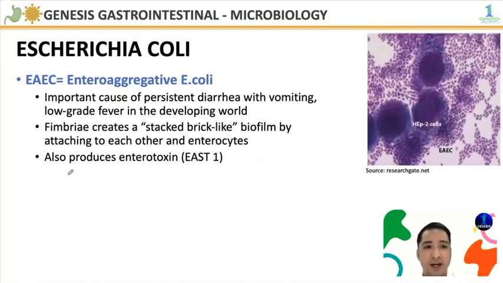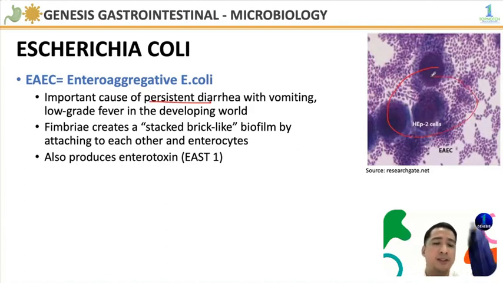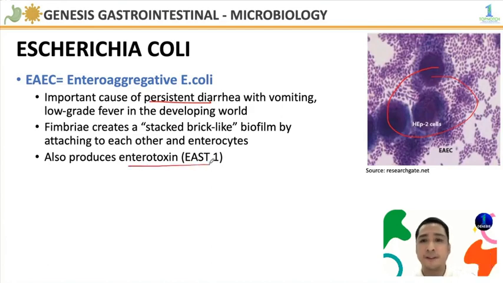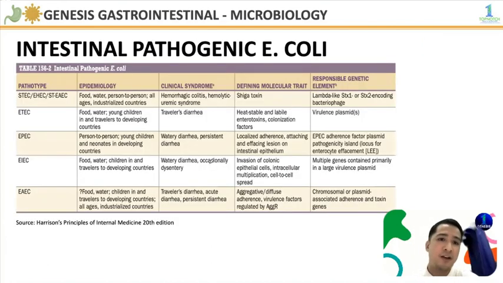Another variant, we have your enteroaggregative E. coli, less likely to be acidic and less likely clinically correlated. But it has been mentioned in Robbins that it is an important cause of persistent diarrhea with vomiting, low-grade fever, and in the developing world. But just take a look at this. This is a stacked brick-like appearance of the biofilm attaching to each other and affecting the enterocytes. Take note also, it will produce your enterotoxin. This figure is lifted from Harrison's Internal Medicine.